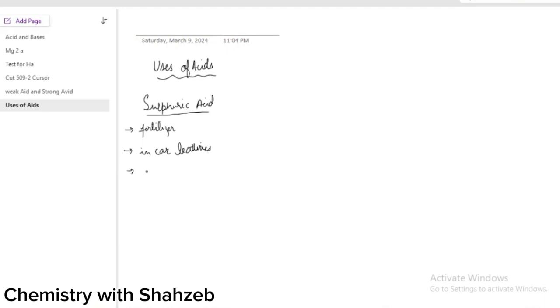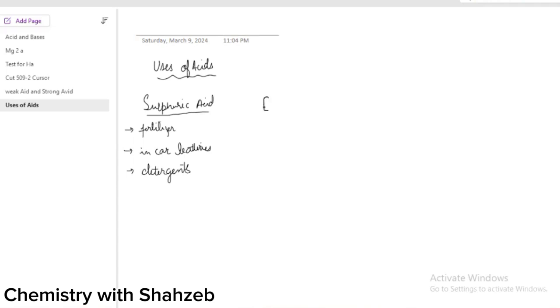And in the last, we are going to discuss the uses of acids that we must remember. The first one is sulfuric acid, and its uses are that it is used to make fertilizer, and it is used in car batteries. And the third one is detergents, that we use them in detergents as well.